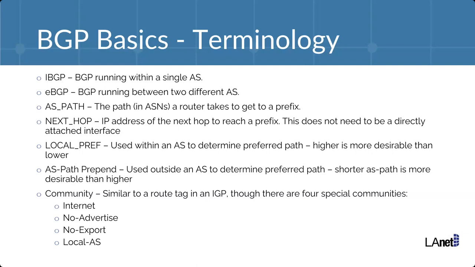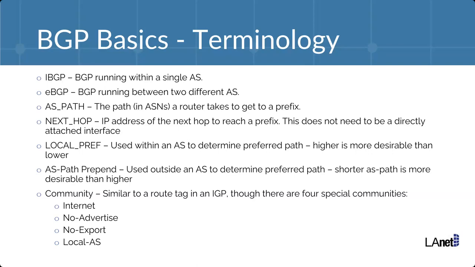AS path prepend is used to help influence path selection outside of your autonomous system. So it's more of an EBGP thing, right? And in general, the shorter AS path is more desirable than the longer path. And we'll go through examples of how to do AS path prepending towards the end of today's session.